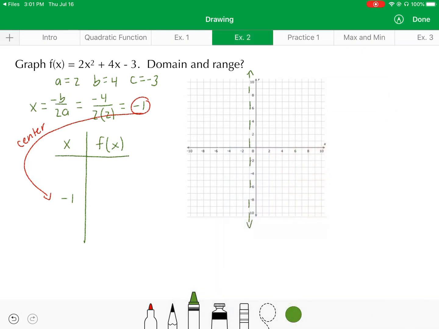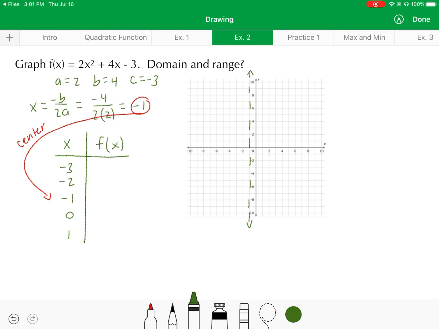Okay, and then I'm just going to choose a couple values of x that are smaller, so negative 2 and negative 3, and a couple values that are larger, 0 and 1. And I'm going to plug each one of those into the function for x, and I'm going to simplify. When I do that, I have to make sure that I follow order of operations. So just be careful about that.